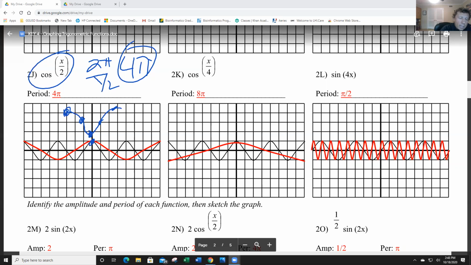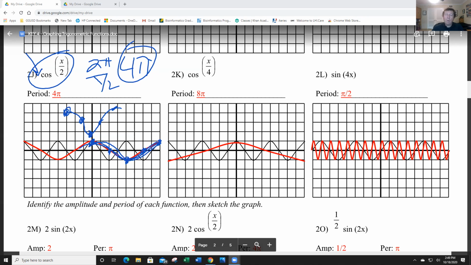Instead of 4 boxes, it's going to be 8. Maximum, which is 1. It's a 1 because the amplitude is 1. Midline, minimum, midline, maximum. Okay, and there it is. Okay, and again, you can see that it's quite elongated compared to the black one. So the black line, which is the cosine of x function, repeats itself twice in the time it takes the cosine of x over 2 to repeat, because it's the elongation.